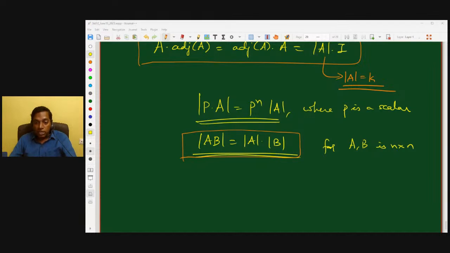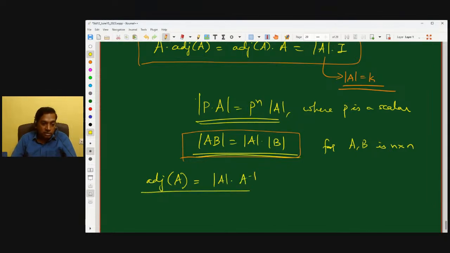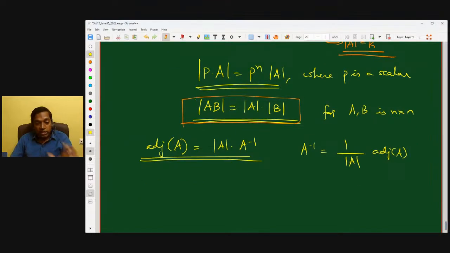Okay. Now for the last thing, so we did a lot of properties related to adjoint. First, adjoint of AB. See, the first thing is adjoint is related to inverse. Adjoint A is determinant A times A inverse, and A inverse is 1 by determinant A times adjoint A. Remember, for 2 by 2, adjoint A is just some entries swapped. That's why A inverse is 1 by AD minus BC times adjoint.